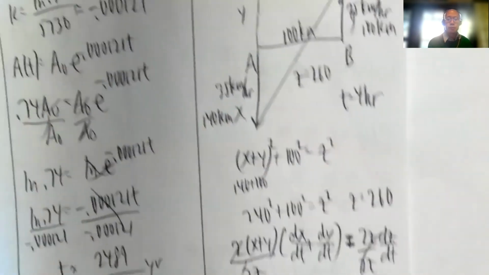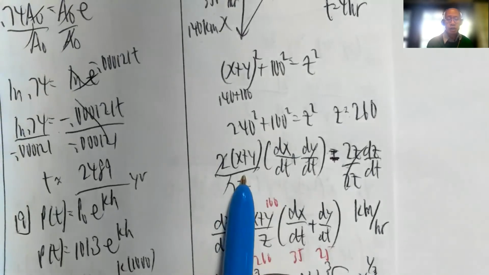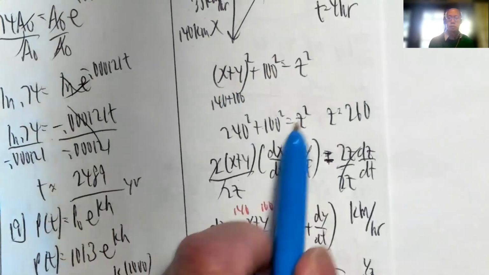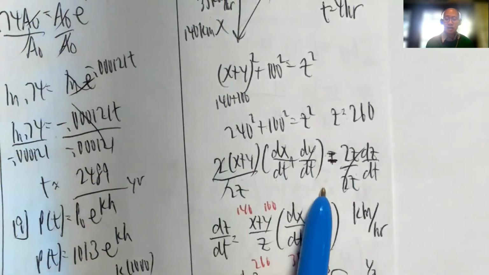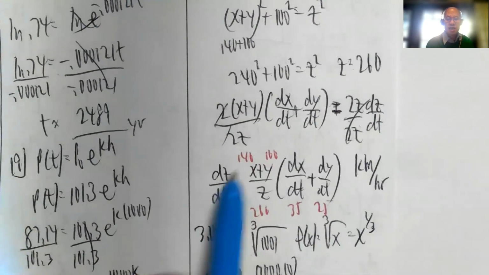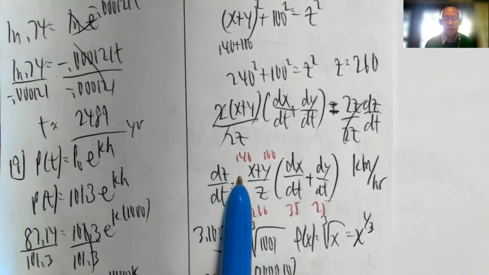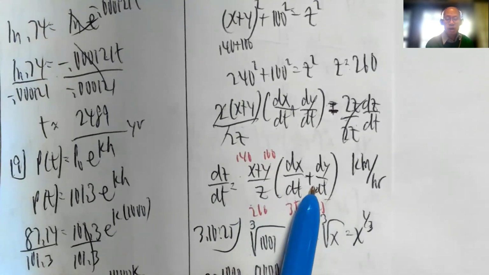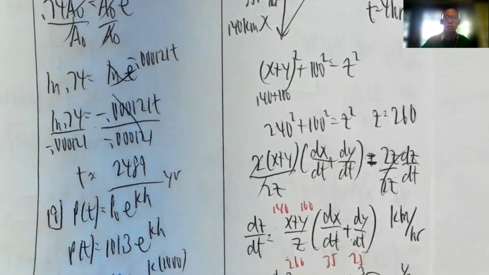So z is 260. Differentiate here with respect to time. So 2 times (x plus y), then by the chain rule times the derivative of the inside, dx/dt plus dy/dt, plus the derivative of 100 squared is 0. Derivative of this is 2z dz/dt. So every letter gets a d-letter/dt. Divide both sides by 2z. The 2s cancel out. So dz/dt is (x plus y) over z, times (dx/dt plus dy/dt), and there we have it. That's 140, that's 160, that's 260, 35 plus 25. Punch it in your calculator, and your answer is in kilometers per hour. Right, so that was section 3.9.